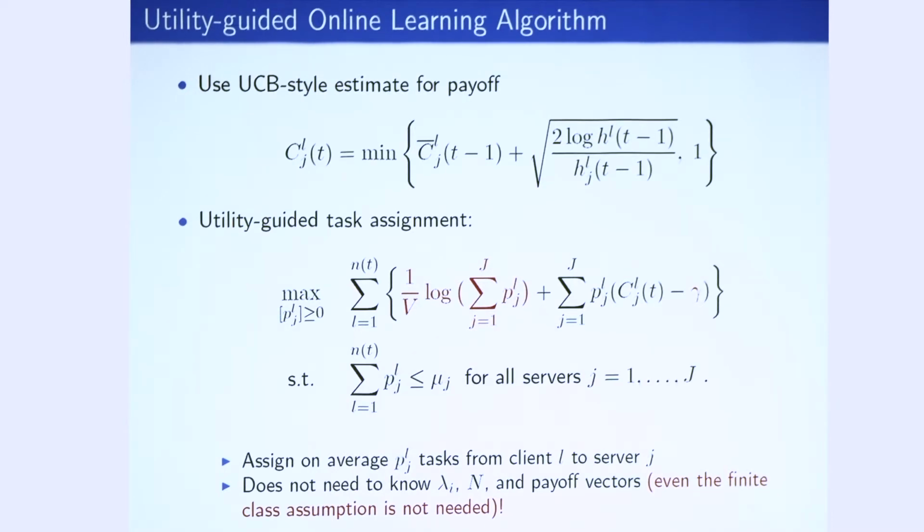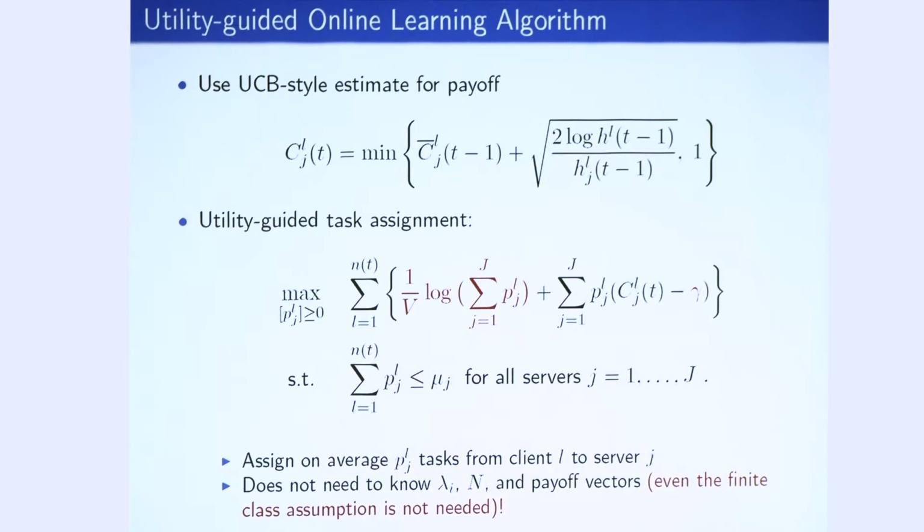So here's the algorithm. Again, we're going to use UCB for the payoff estimator, as I said before. But now, at each time, our policy is going to decide the task assignment by solving this convex optimization problem. Here, crucially, in the objective function, we introduce this logarithm utility for each client. And this P_JL here is actually the average number of tasks assigned from client L to server J.